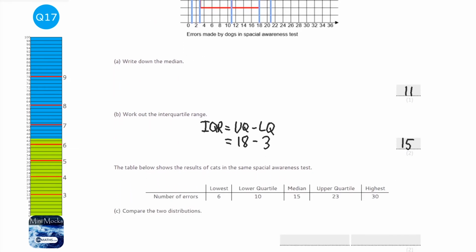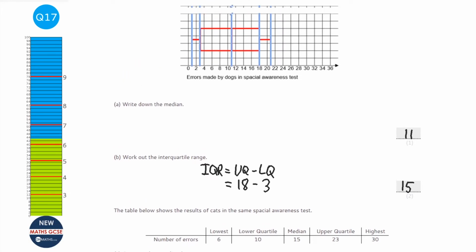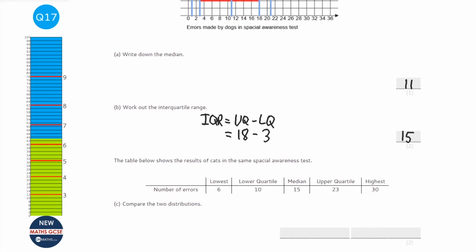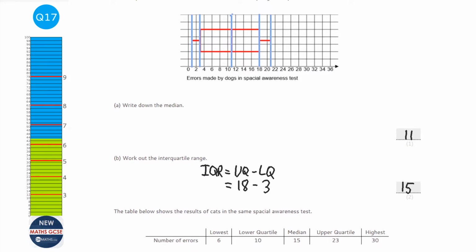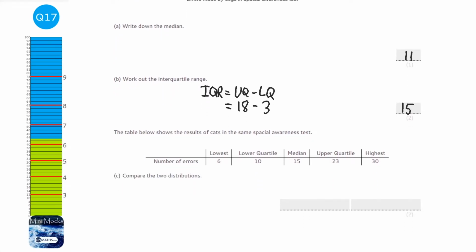Okay, now next it says that the table shows results of cats. I think the first one was dogs. And compare the two distributions. Okay, you must always compare the medians. So looking at my answer to the dogs, it was 11, and the median here is 15.